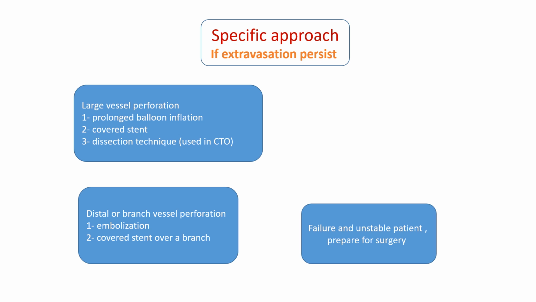In the presence of distal or branch perforation, embolization can be used with various materials, or when there is a branch perforation, you can use a covered stent to seal the branch and close it. In case of failure or an unstable patient, you have to prepare for surgery.